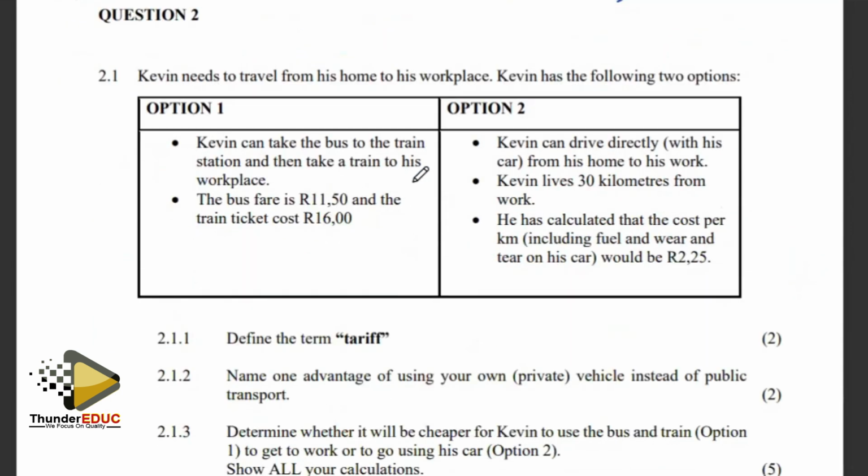Question number 2. Kevin needs to travel from his home to his workplace. Take note of this. Whenever you hear such a question, where someone needs to travel from home to workplace, this means your final answer is going to be multiplied by 2. Why? The person has to go to work. That's the first route. And from work, they have to come back home. So this is the first route and the second one. That's why we need to multiply the answers by 2.